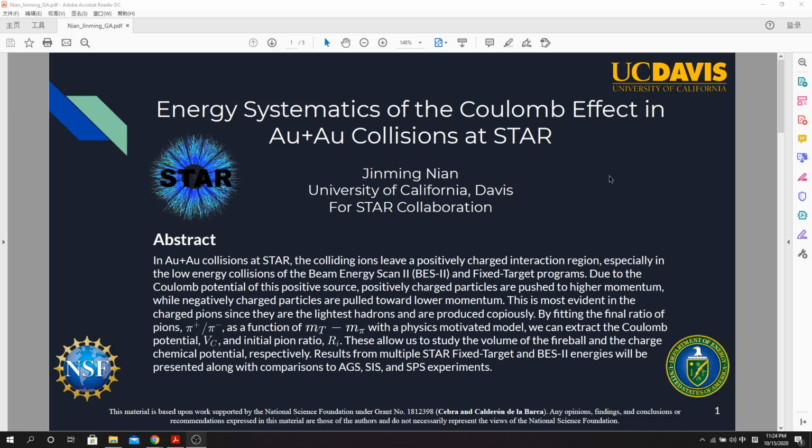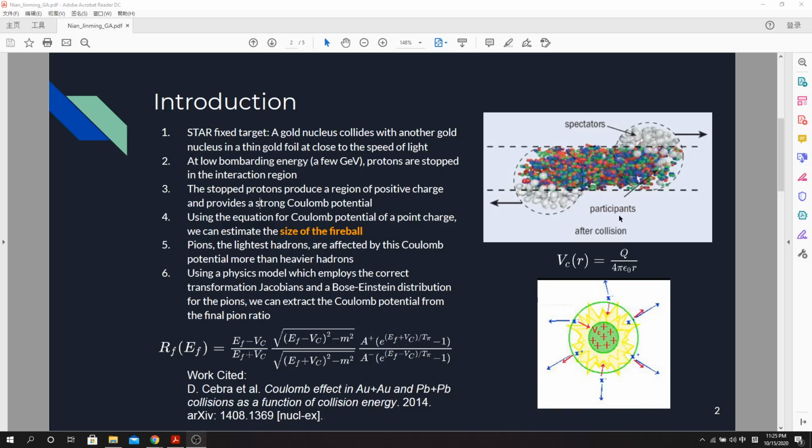My poster is about the energy systematics of the Coulomb effect in gold-on-gold collisions at STAR. The experiment took place in the STAR detector of the Relativistic Heavy Ion Collider at Brookhaven National Laboratory. Here is some background of my research.